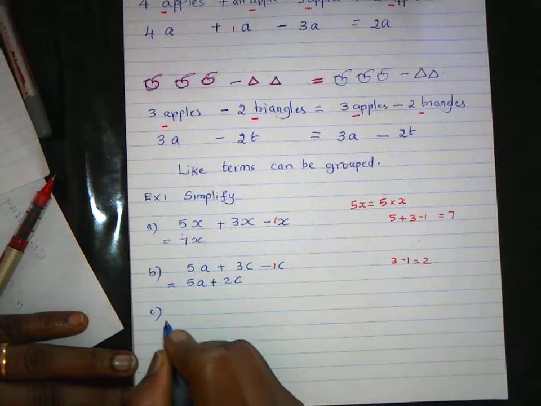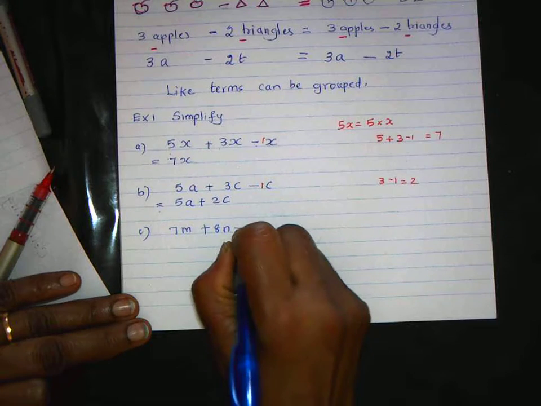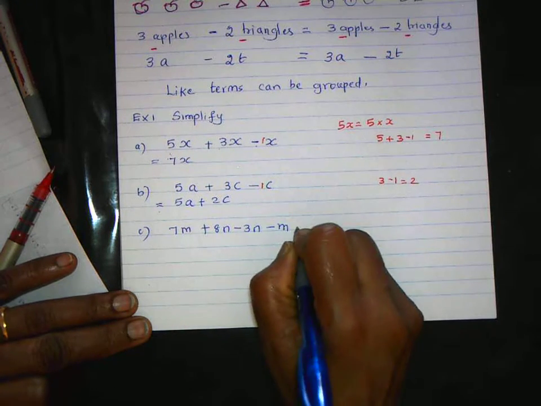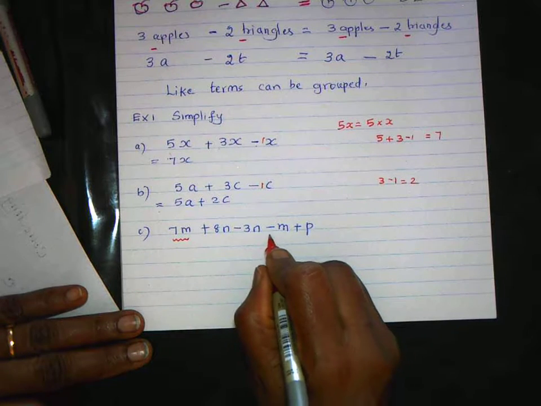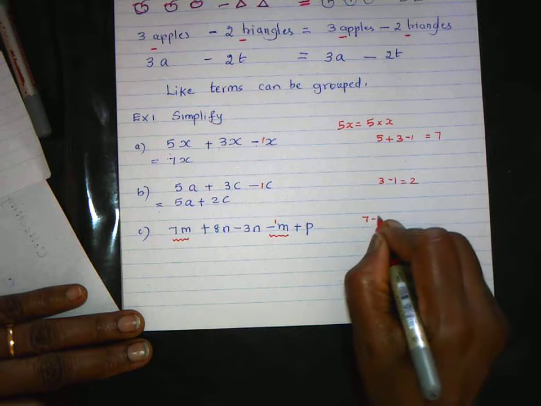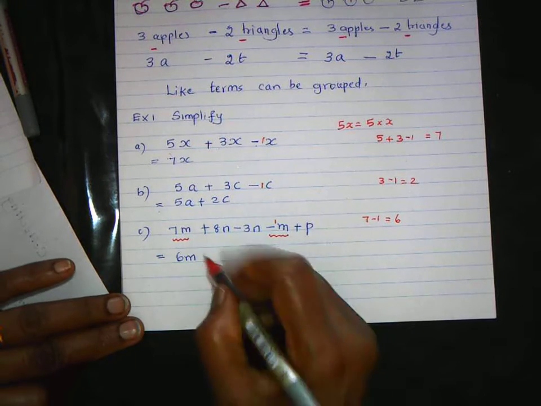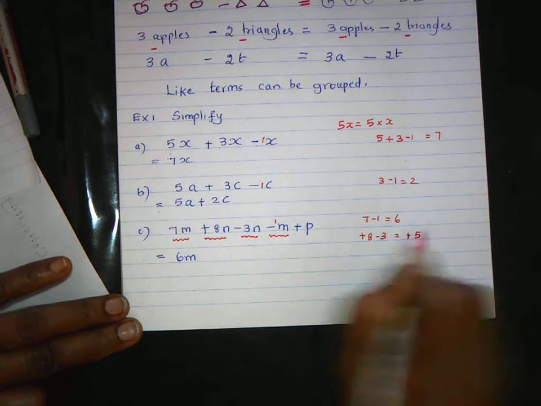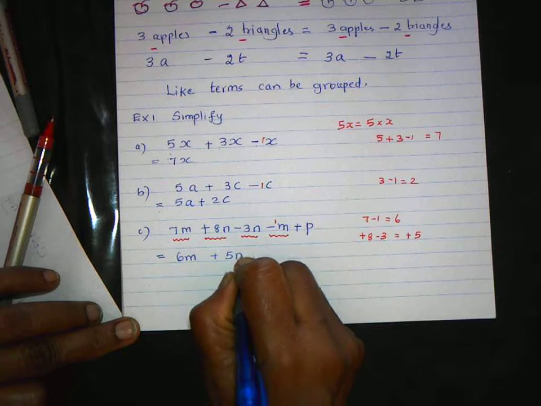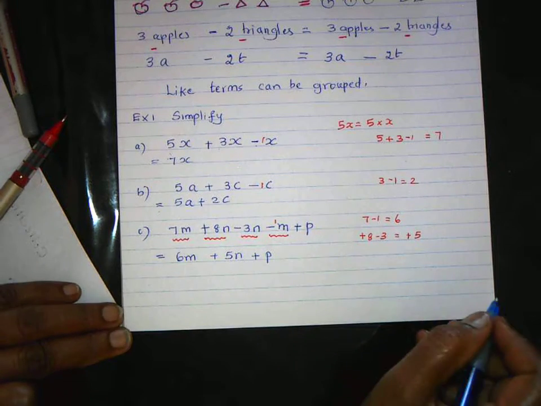Let us go to this next question. You have 7m plus 8n take away 3n take away m plus p. Okay, first you have to group the like terms. 7m can be grouped with minus m. Minus m is minus 1m. So 7 minus 1, which is 6. So it's going to be 6m. Then when we go to n, plus 8n minus 3n. So plus 8 minus 3 is plus 5. So plus 5n. Now when you look at p, this has nothing to group with. We write them as it is. So it's plus p. So this is your answer.